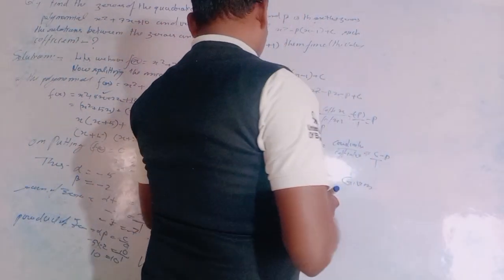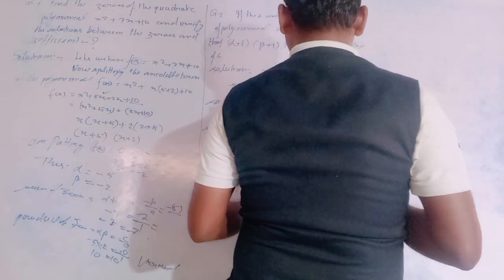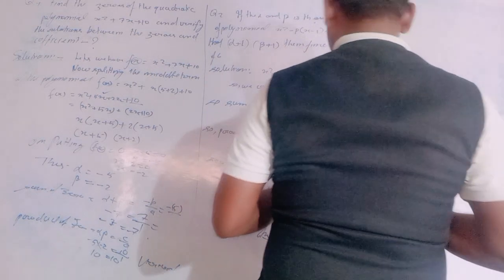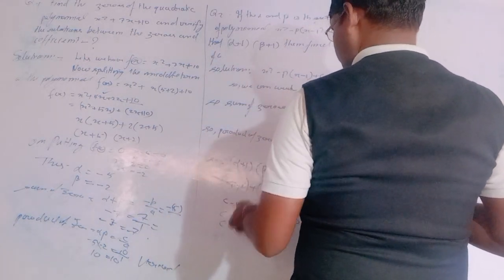This is your answer: alpha plus 1 and beta plus 1. This is alpha and beta. So we will write here alpha plus 1 and beta plus 1 according to the question. Here are the values, because c plus 1 is always b. So we have written here and found the values.